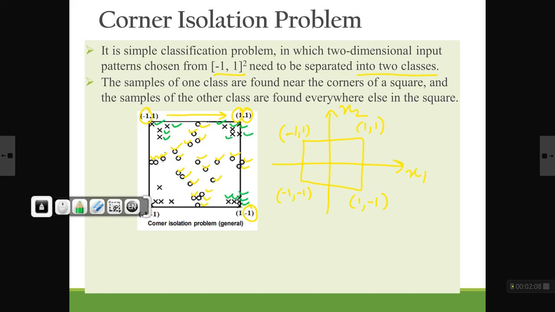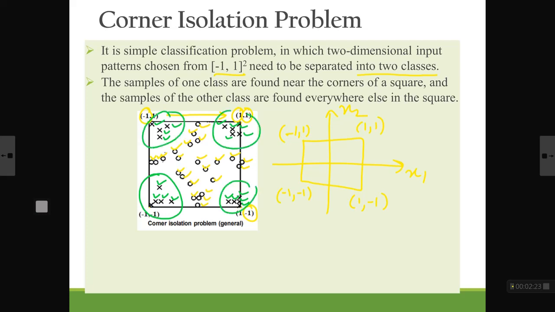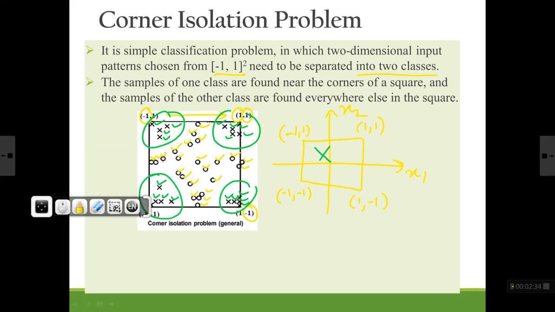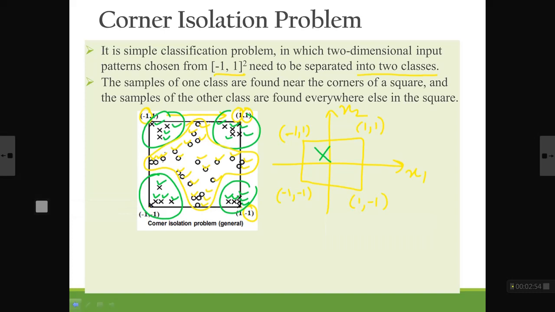Now if you look at these particular patterns, what you will observe is that these crosses are mostly appearing at the corners. How many corners are there for a square? There are 4 corners for a square. So along this corner, this corner, this corner and this corner, you can see that there are patterns of one particular class, that is the class of x's, and all the other patterns, the zeros or the circles, are appearing somewhere in the middle. There are two classes, and these two classes have to be separated by using a neural network.